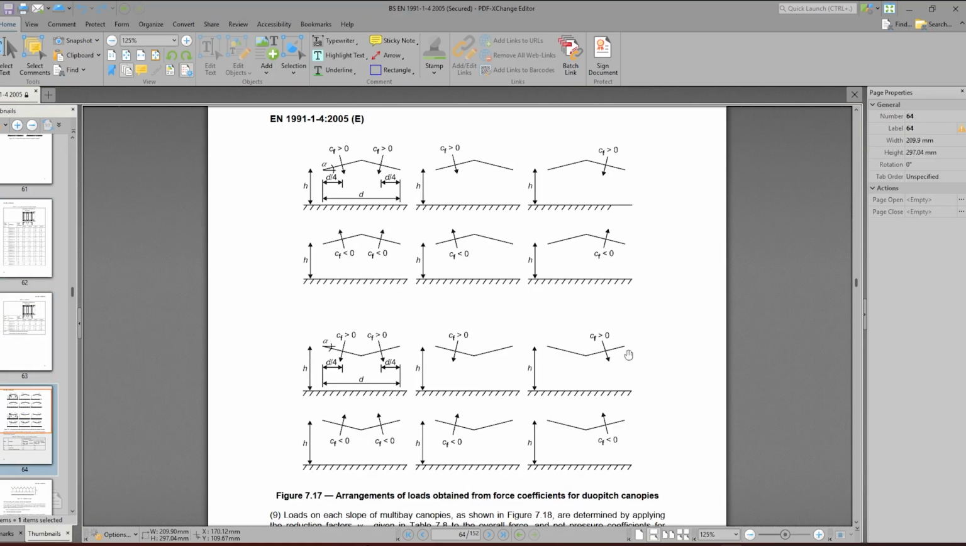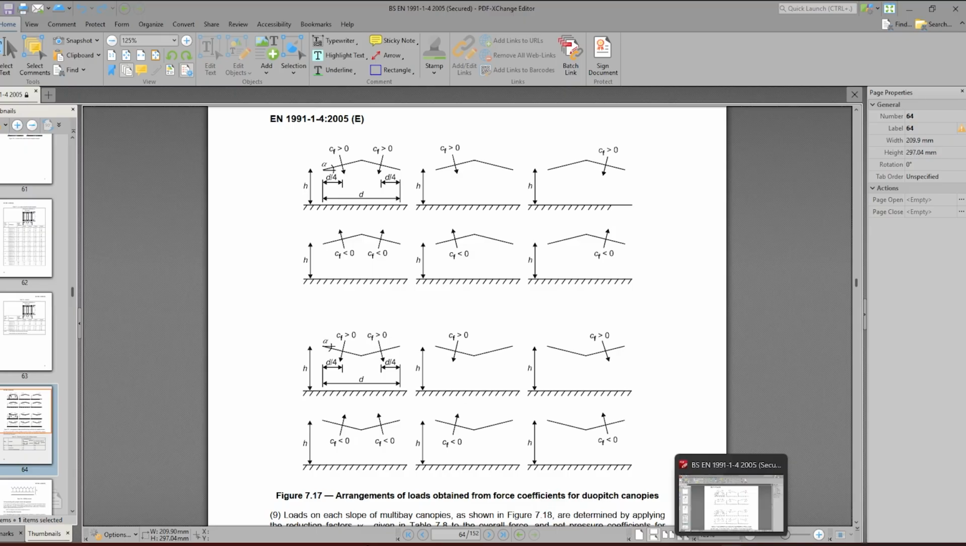One final thing to highlight in terms of the Eurocode clauses is the arrangement of loads obtained from force coefficients. The Eurocode prescribes 6 load situations for a dual-pitch canopy, and they are shown here. We have a pressure on both sides at the same time, pressure on each of the sides individually, suction on both at the same time, and suction on each of them individually. And this is irrespective of whether it's a V-shaped or an inverted V-shaped scheme. It's essentially 6 different load situations that we need to cover.